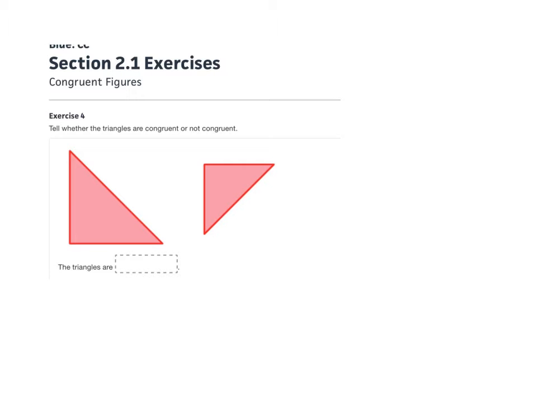Alright guys, let's run down the homework from last night for pre-algebra 2.1. Tell whether the triangles are congruent or not congruent.